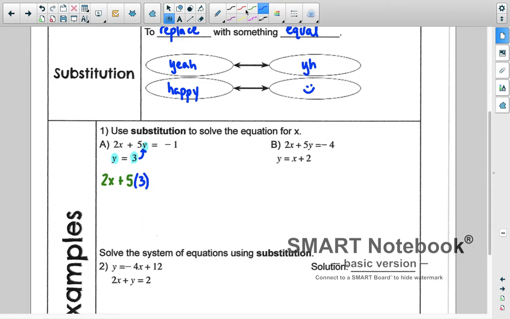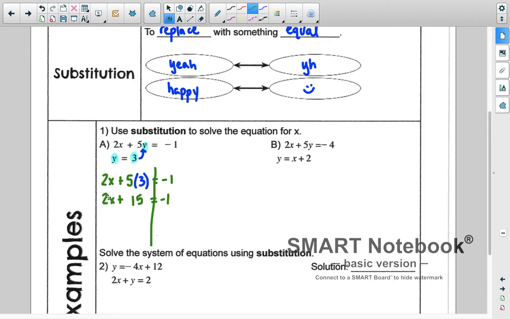All right, equals -1. So if any of you ever watched Scooby-Doo, you know how there's always a villain and they unmask the villain and they're like, oh, it was really the caretaker all along. It's kind of the same thing here. It's a y, but we're like, oh, it was really 3 all along. I don't know. Made sense to me. Anyways, 2x plus 5 times 3 is 15 equals -1.